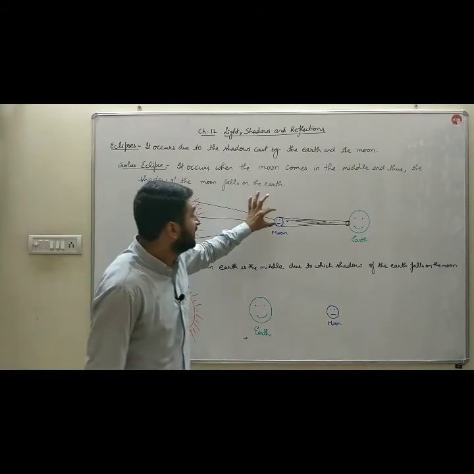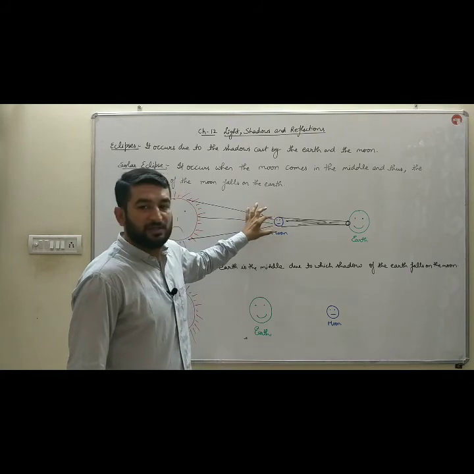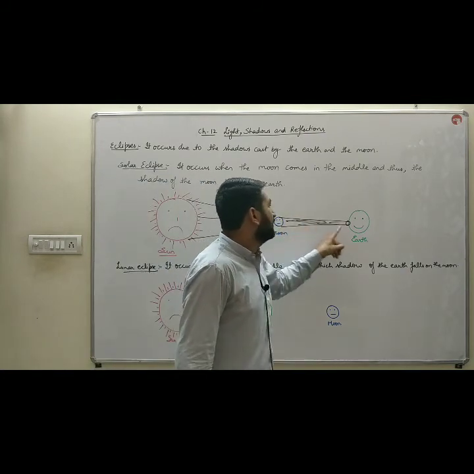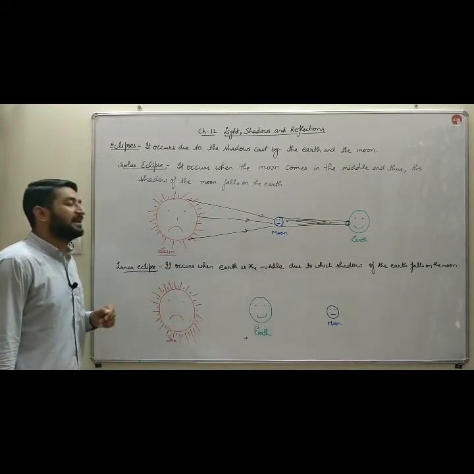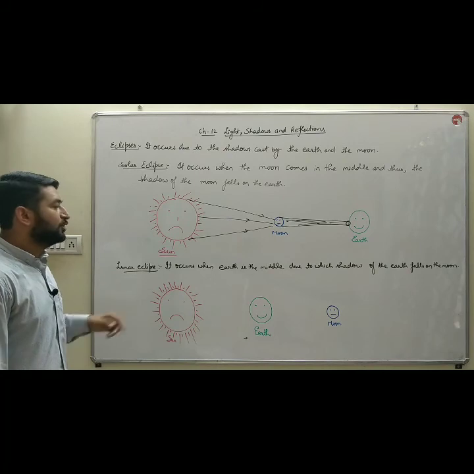That is because of the smaller size of the moon. So the shadow is cast over this part of the earth, and this part of the earth can observe a solar eclipse. Next is the lunar eclipse.